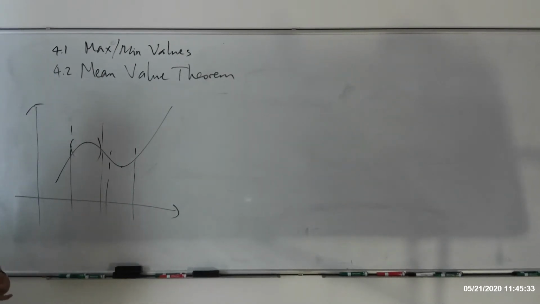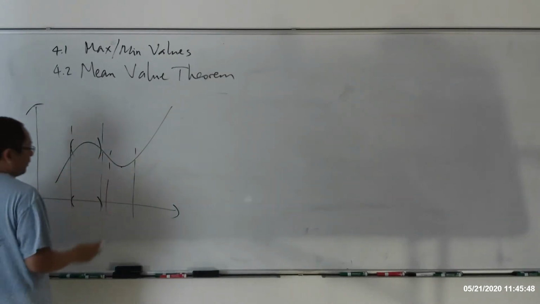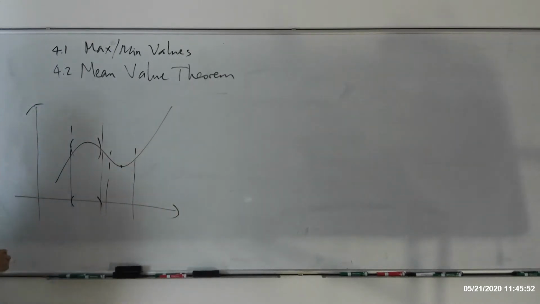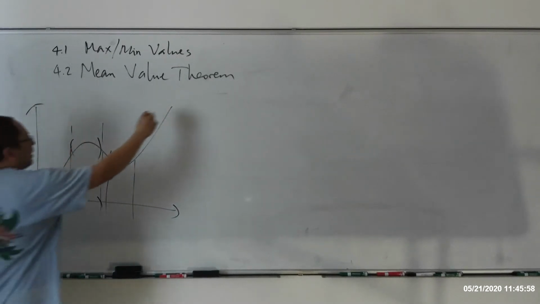So, to find the local max, you have to look for the interval. You have to start with the open interval. That's just what it is, open interval, okay? And you find the highest point on the open interval. To find the local minimum, you look for the open interval, and you find the lowest point on that open interval. This is why I say that the local max may not be the absolute max, and vice versa.